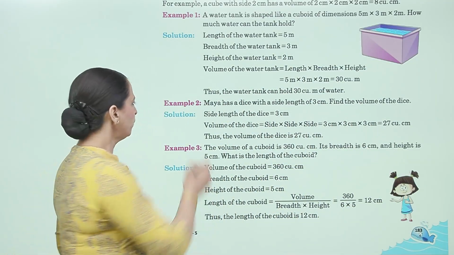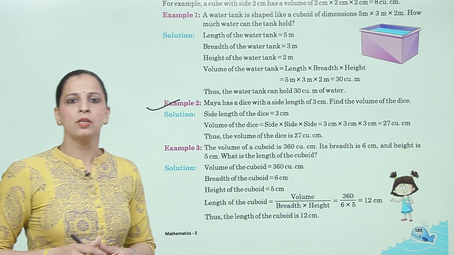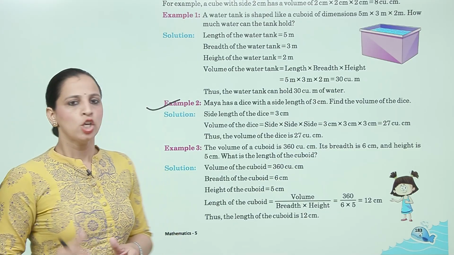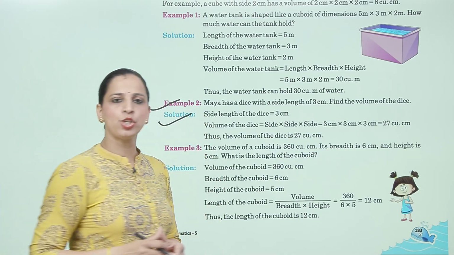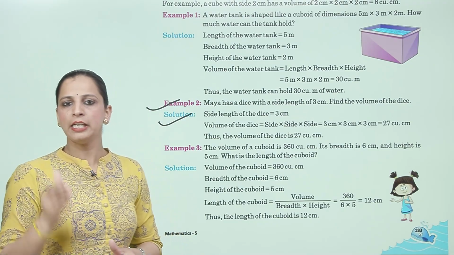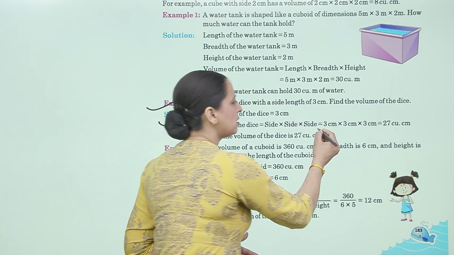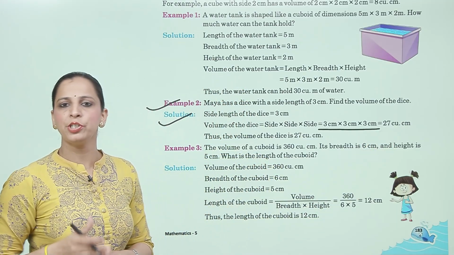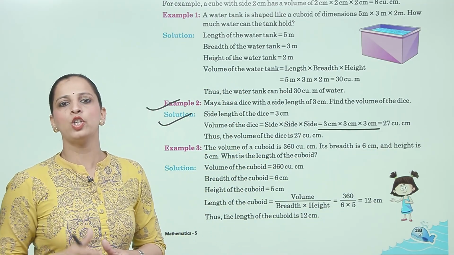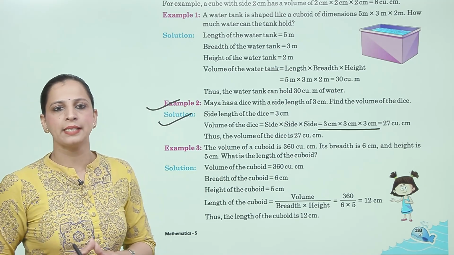Now, example 2. Maya has a dice with a side length of 3 centimeter. Find the volume of the dice. Solution. Side of the dice is 3 centimeter. Volume of the dice, it is in cubic shape. So, side into side into side, that is 3 centimeter into 3 centimeter into 3 centimeter is equals to 27 cubic centimeter. Thus, the volume of the dice is 27 cubic centimeter.